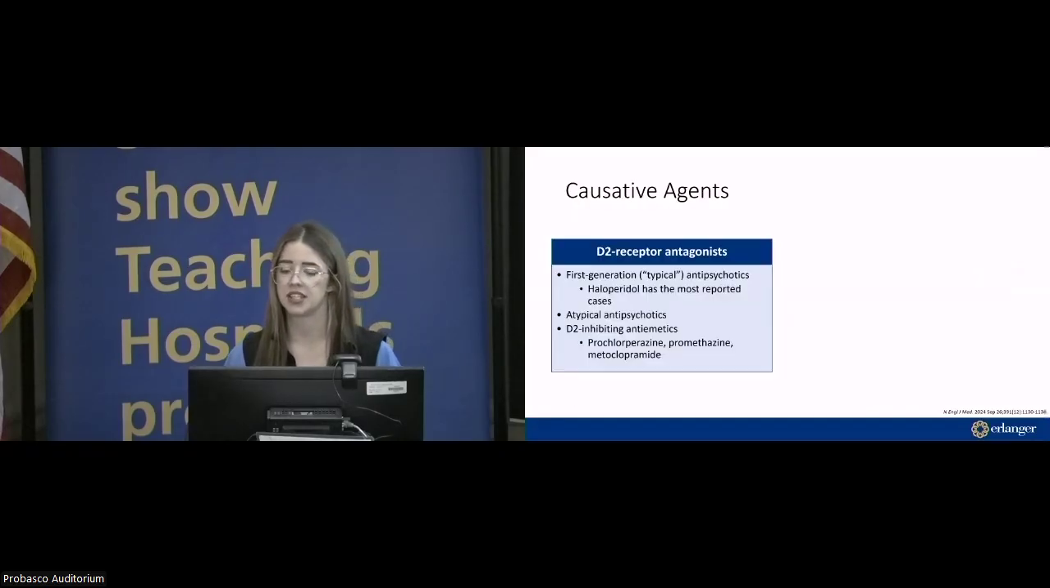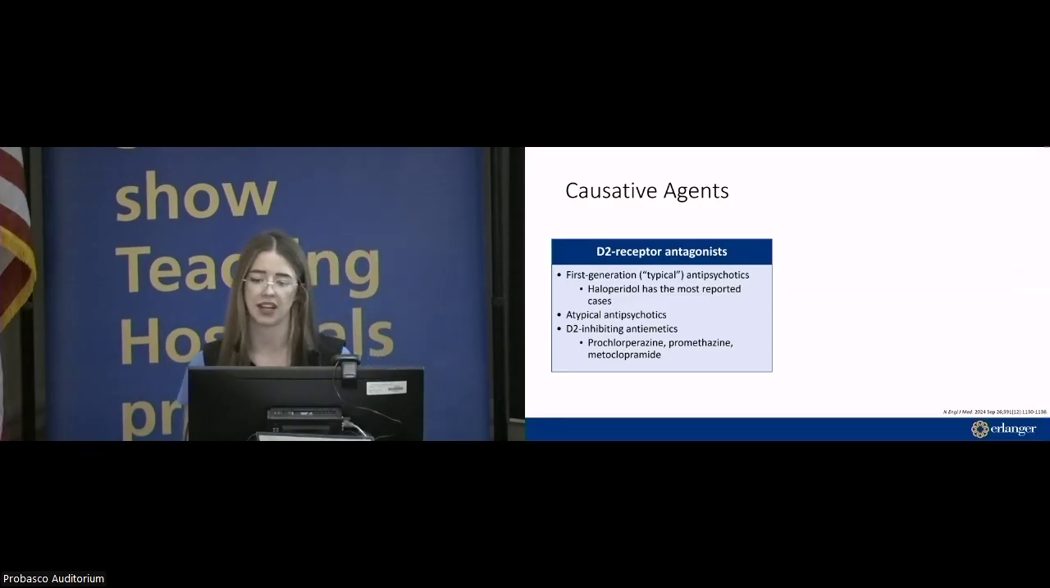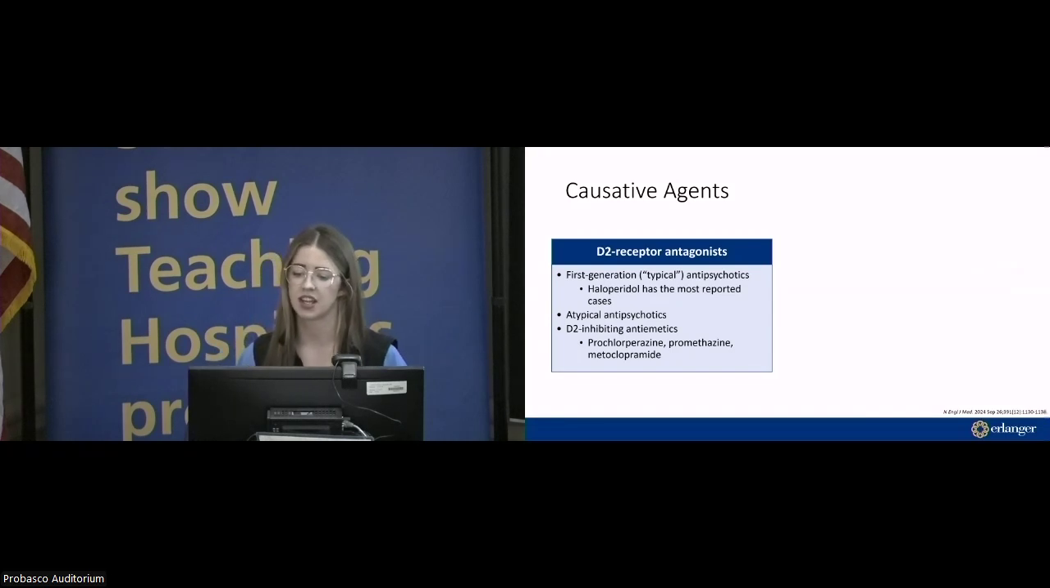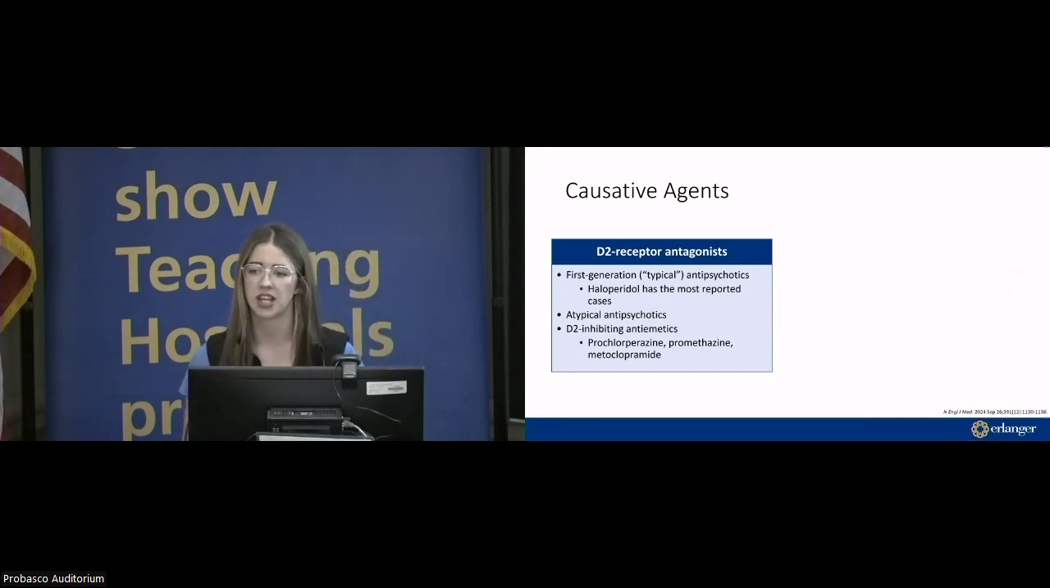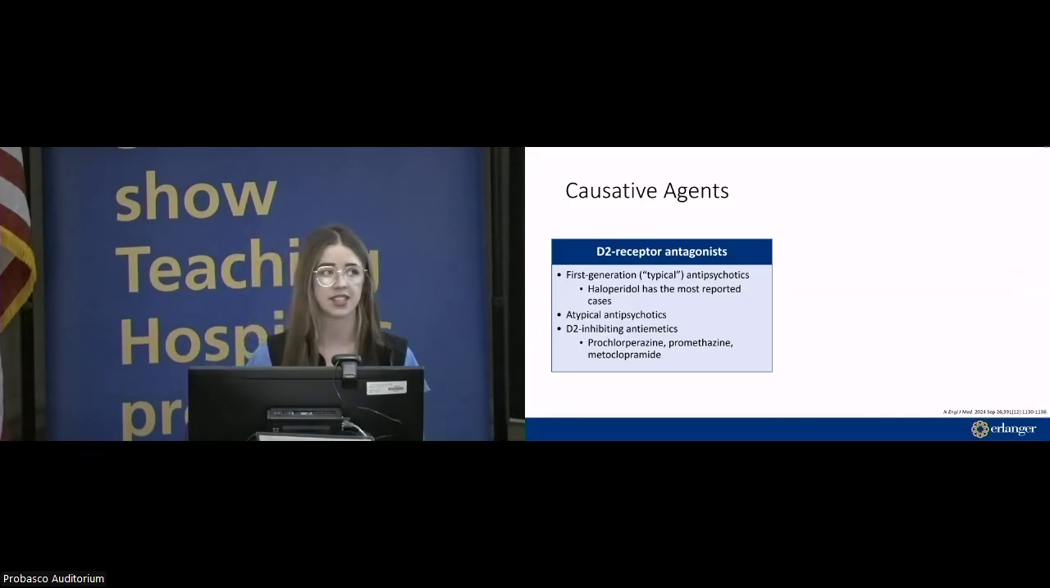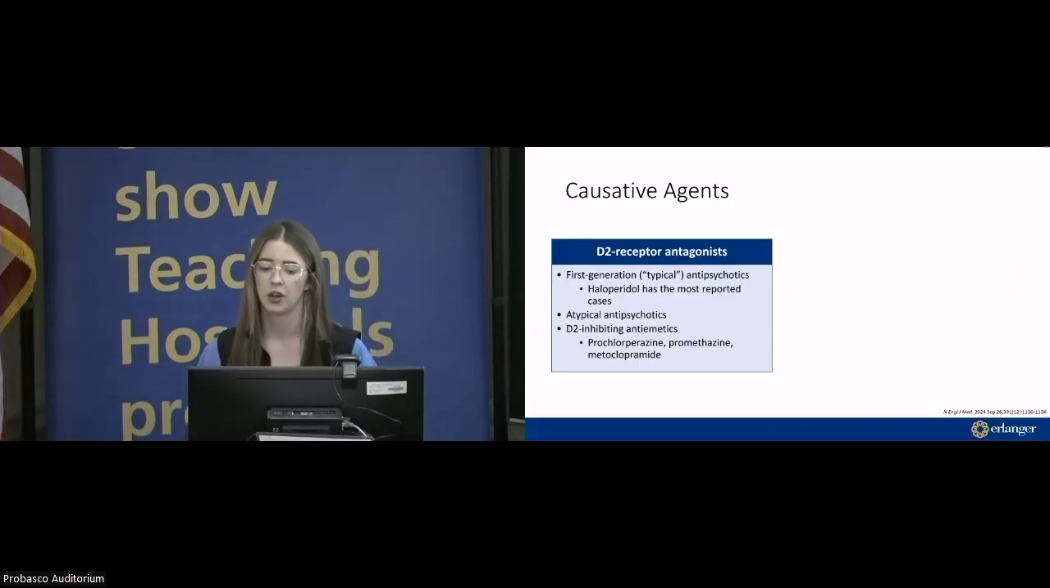First, we'll discuss the D2 receptor antagonists, which are the most common medications to precipitate NMS. These include typical antipsychotics such as haloperidol, which has the largest number of reported cases, as well as atypical antipsychotics. NMS can also be seen with D2 blocking antiemetics like prochlorperazine, promethazine, and metoclopramide.